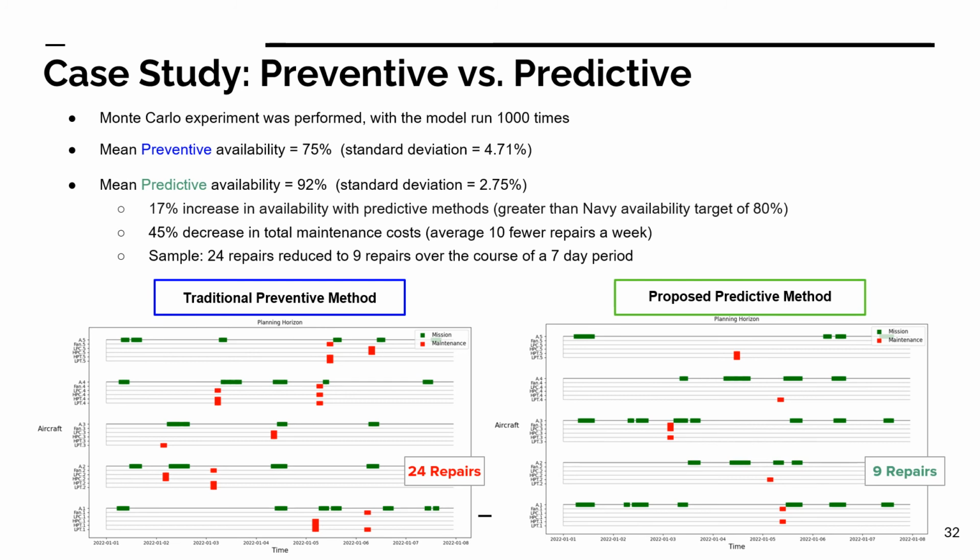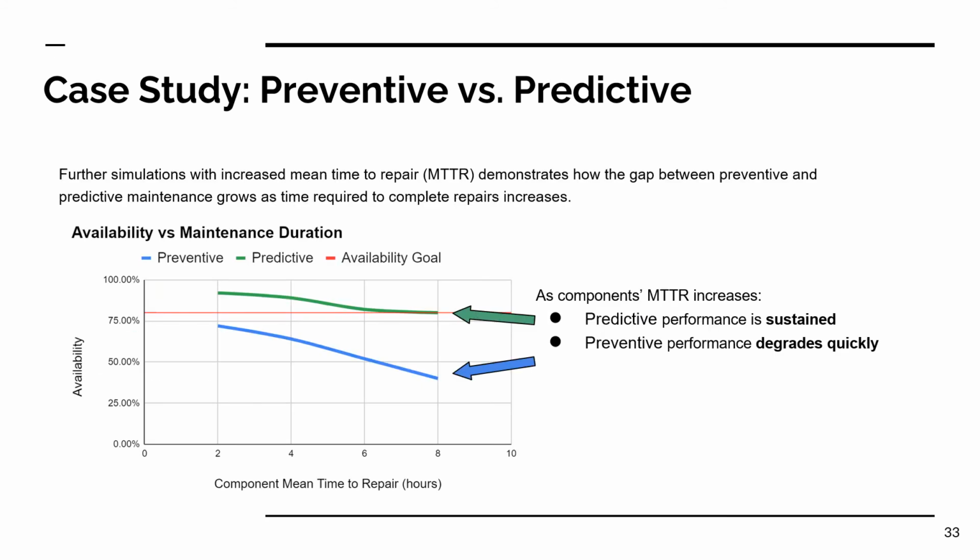Doing a case study with a Monte Carlo experiment, we found that the mean preventive availability was 75%, the mean predictive availability was 92%, with a 17% increase in availability with predictive methods and a 45% decrease in total maintenance costs. We also saw that as the mean time to repair each component increases, the predictive performance is sustained, while the preventive performance degrades quickly.